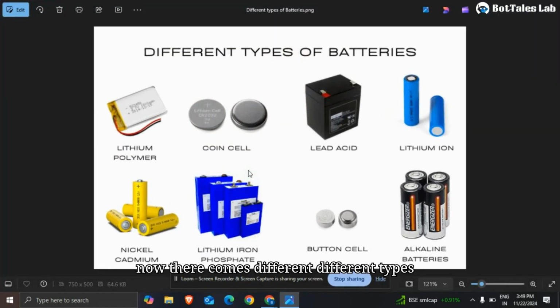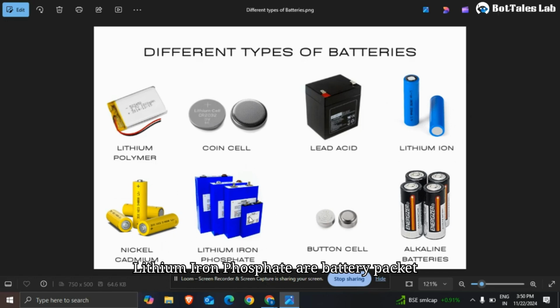Now there comes different types of battery like lithium polymer, coin cell, lead acid, lithium ion, nickel cadmium, lithium iron phosphate, button cell, alkaline batteries. Now, lithium polymer are batteries that we use in our power bank or in our earphone also, or especially in our mobile phone we use that battery. Then coin cell are used in our watches, what we wear, wristwatch. Lead acid battery are used in our vehicles. Lithium ion are used in electric vehicles. Nickel cadmium are battery that we use in day-to-day life.